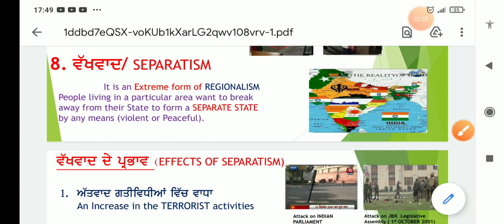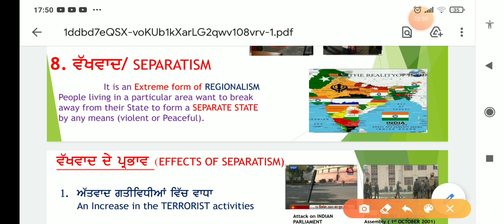In the northeastern states also there were problems. They want separate states, sometimes by violent means, sometimes by peaceful means, but it is a threat to national integrity. If separatism is followed, then the country will become weak. So it is an extreme form of regionalism.